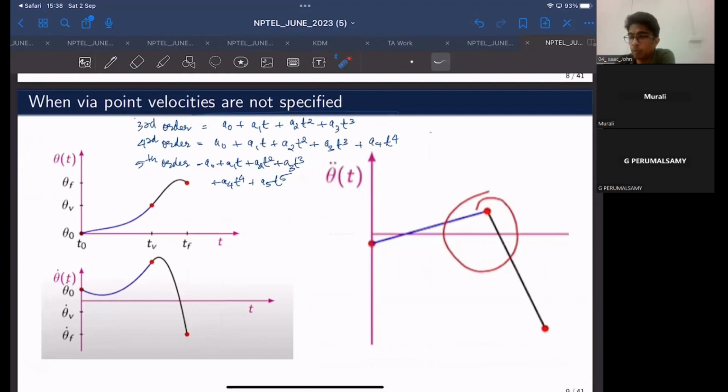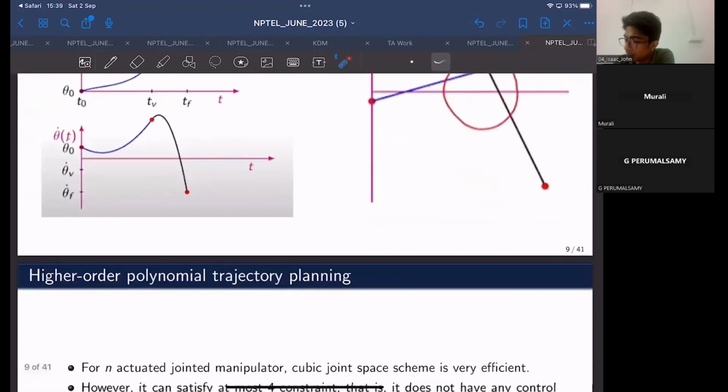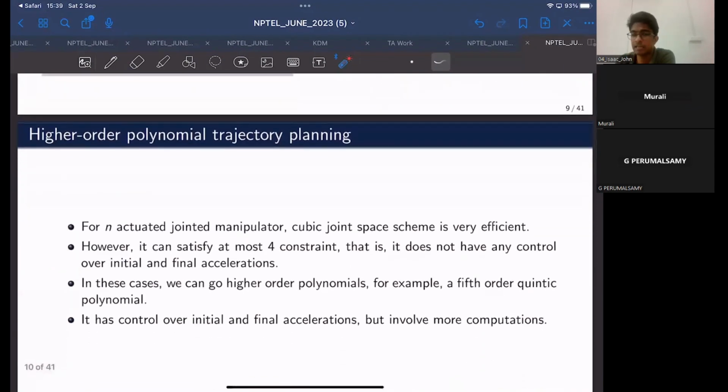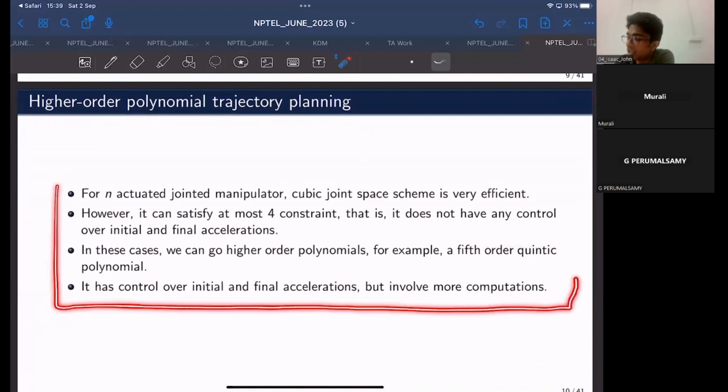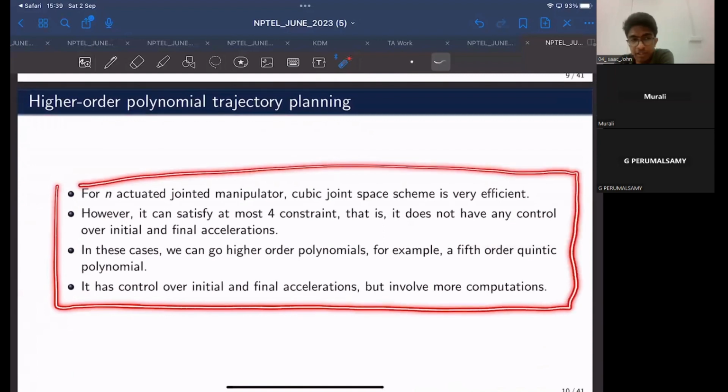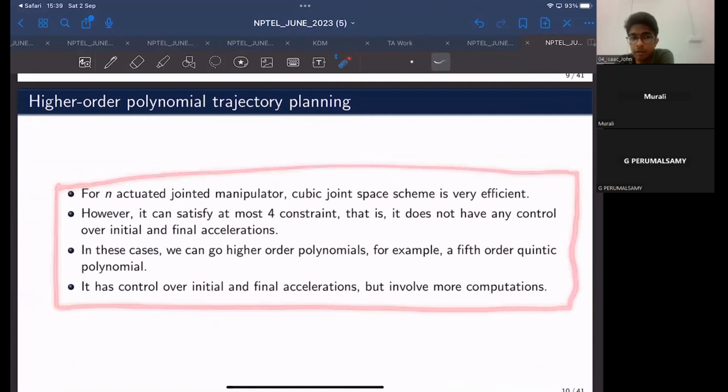Okay, so yeah, moving on. This is what we have. These are the profiles of positions, velocities, and accelerations when the via point velocities are not specified. Okay, so as we have discussed in the previous slide, we also have higher order polynomial trajectory planning. These 4 points exactly discuss the points that I have just explained. Right, we'll go one by one.